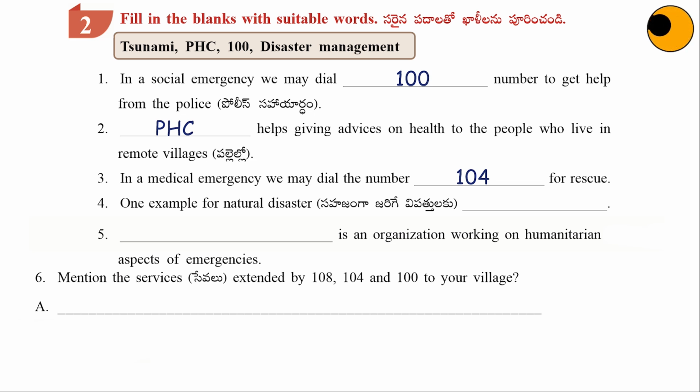One example for natural disaster, tsunami. Disaster management is an organization working on humanitarian aspects of emergencies. Mention the services extended by 108, 104, and 100 to your village.